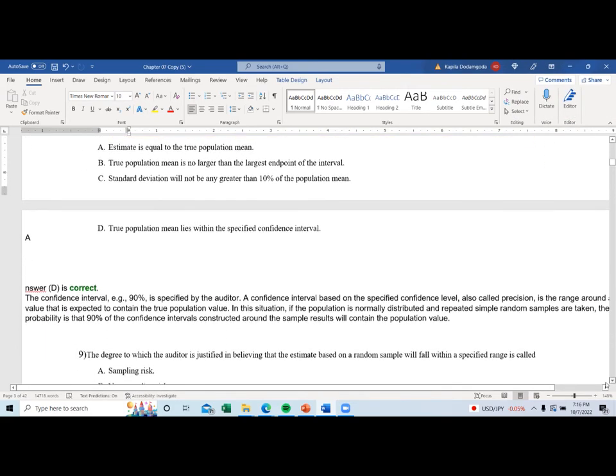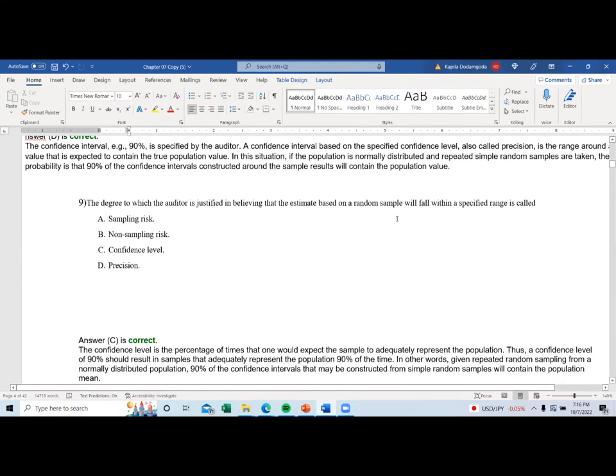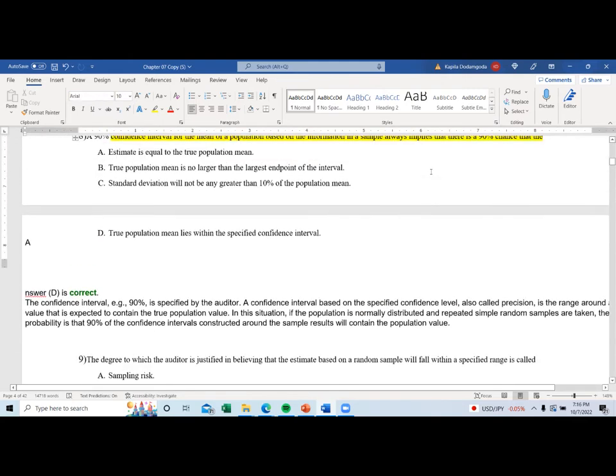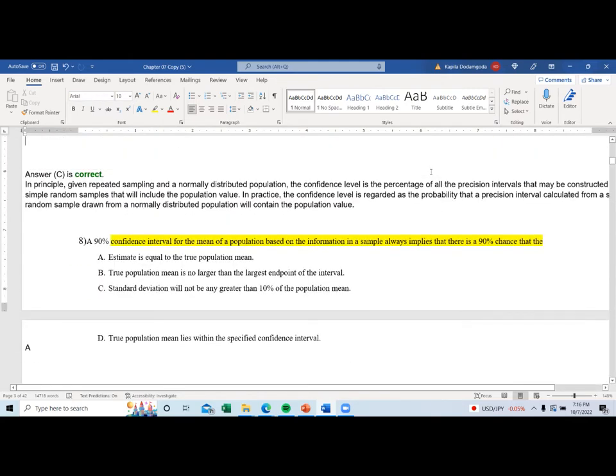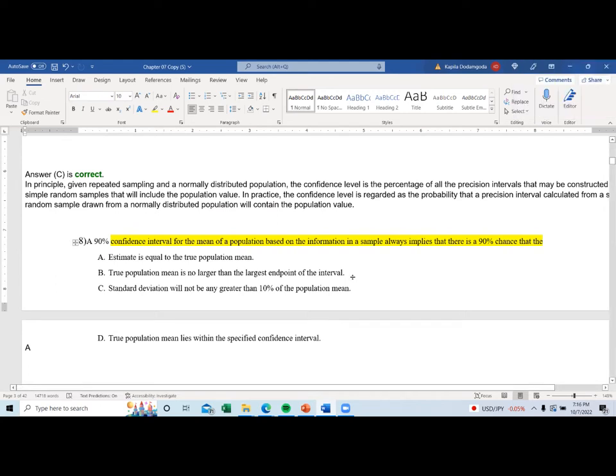Sir, what about we say regarding that question? It's mentioned in the question 90% of the confidence. What about if we have 90%, 95%? Still, the answer is the same. But what I'm trying to say is, in the question it is mentioned 90% of confidence.